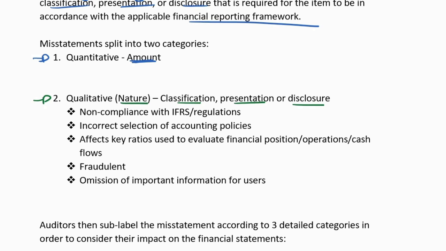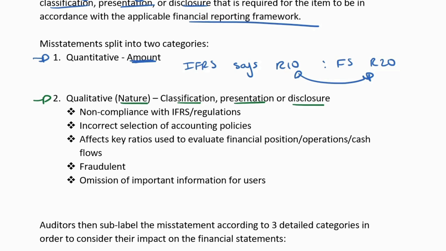Okay, amount is easy. This is what IFRS says it should be, versus the financials say 20. Very easy to pick up a misstatement in amount. A misstatement in nature, guys, because you can see it's classification or presentation or disclosure, many ways in which it could be misstated, we've got to be considering the IFRS requirements throughout.